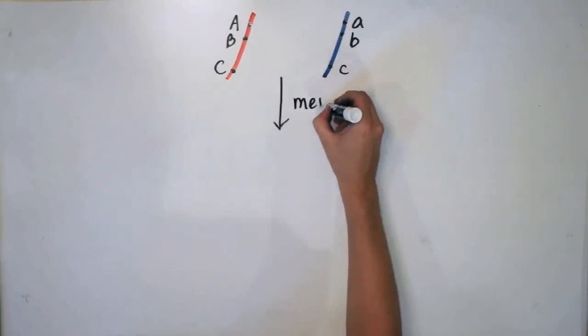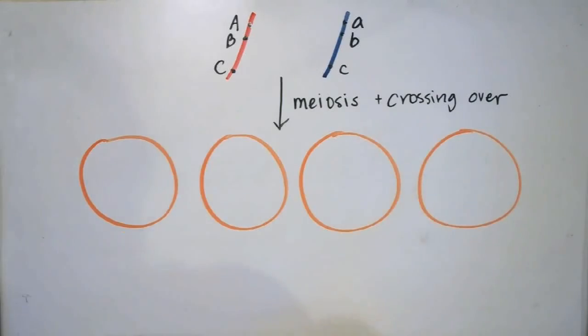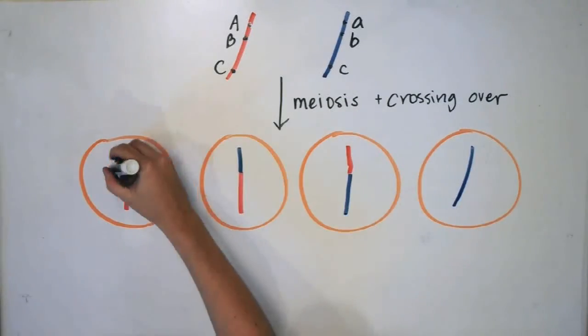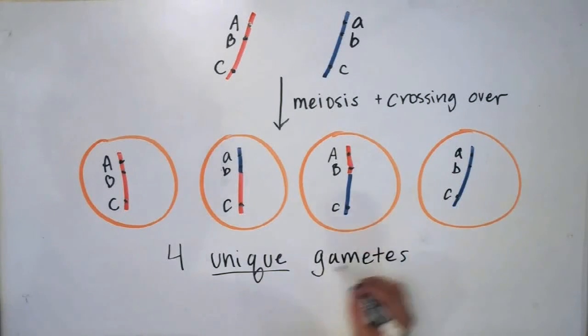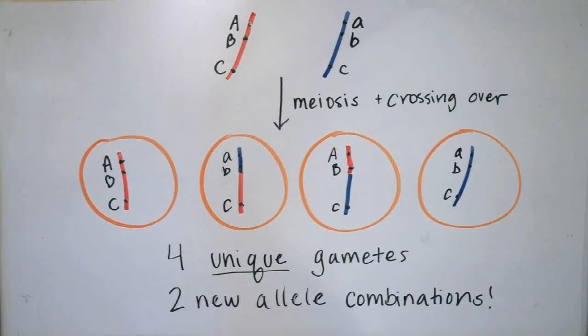We started this process with a pair of homologous chromosomes with 3 syntenic genes, each with 2 different alleles. After meiosis and crossing over, there are now 4 unique gametes and 2 new combinations of alleles. Thus, the outcome of recombination is increased variation both within the gametes and the resulting offspring.